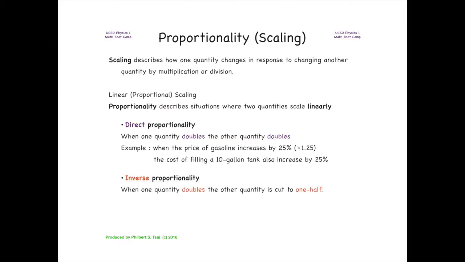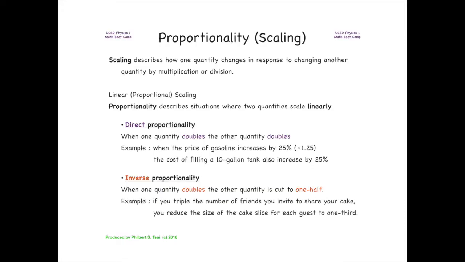Another type of proportionality is inverse proportionality. When you have inverse proportionality, when one quantity doubles, the other quantity is cut in half. A simple example of this is if you triple the number of friends that you invite over to share your cake at your party, then you'll have to reduce the size of the cake slice for each guest to 1/3 in order for there to be enough cake for everyone.